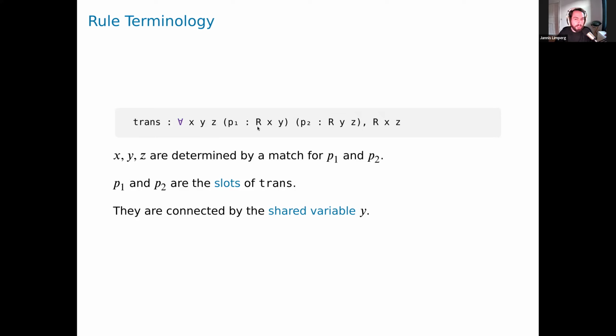Right, so if we match P1 against some hypothesis, it's going to give us some specific x and some specific y, and that already determines these premises x and y here. Similarly, if we match P2, it'll determine z for us. So we don't really need to care about these premises explicitly, and we only look for matches for P1 and P2. And we call P1 and P2 the slots of this transitivity rule. And we say that they are connected by a shared variable, namely y. That's just a variable that appears in both premises. Here we only have one. In general, of course, you can have many or zero sometimes.